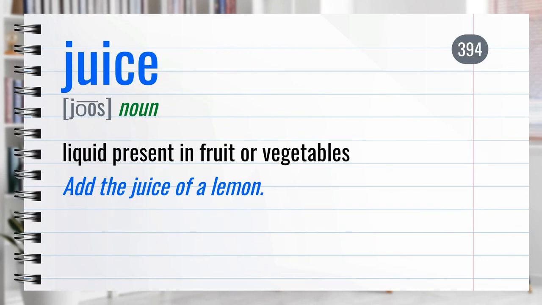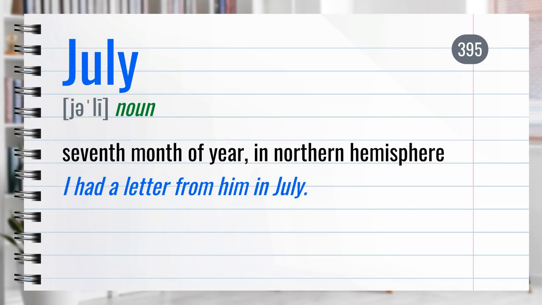Juice. Juice means liquid present in fruit or vegetables. For example, add the juice of a lemon. July. July means seventh month of year in Northern Hemisphere. For example, I had a letter from him in July.